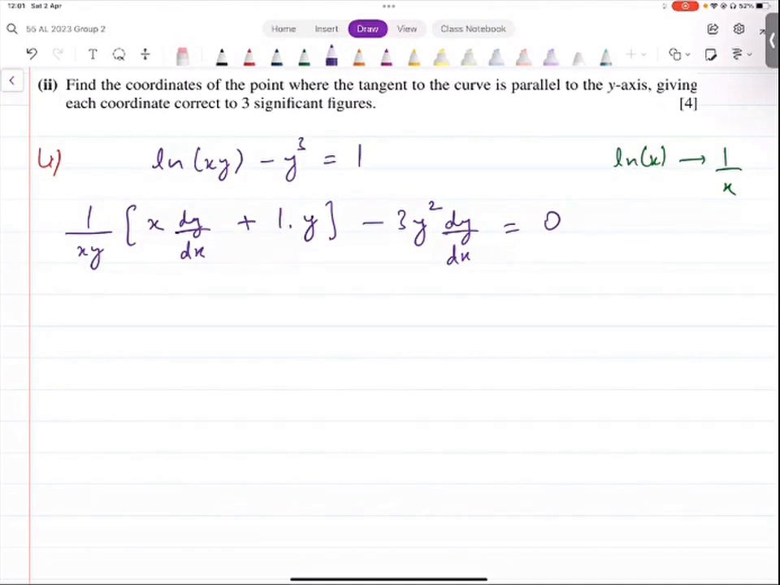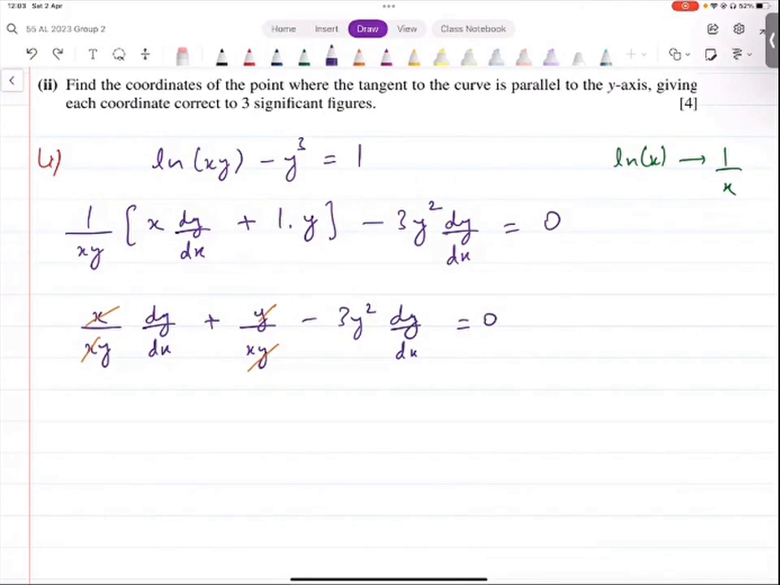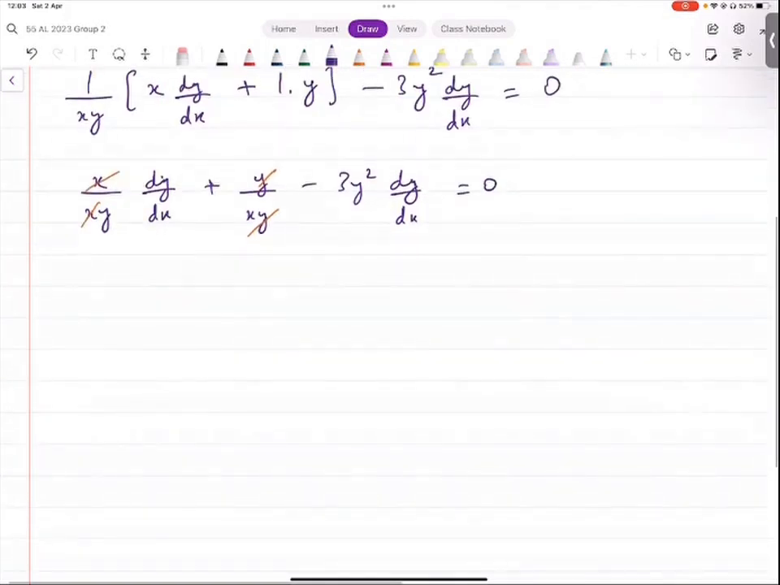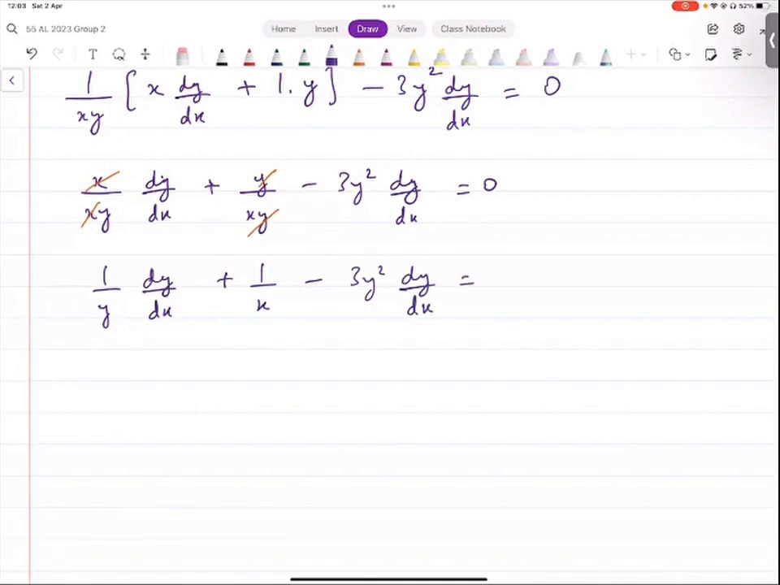We'll have to simplify this first. So we get x over xy into dy over dx plus y over xy minus 3y square over dx equals 0. Okay? अच्छा, अब हमारे पास क्या आ गया? We've got 1 over y dy over dx plus 1 over x minus 3y square into dy over dx equals 0. Any problem with this?